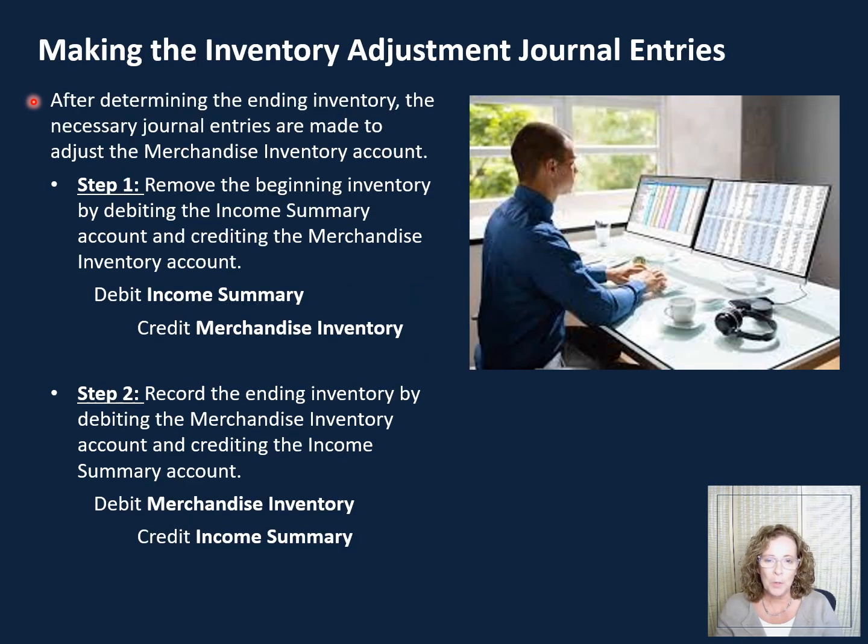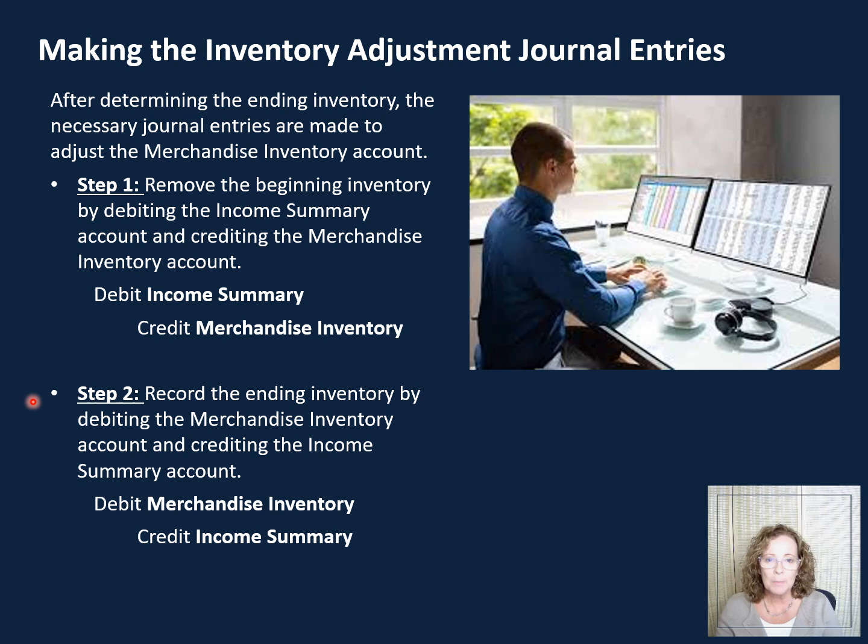Now comes the fun part, adjusting the books to reflect the new inventory balance. We do that in 2 steps. The first step is to remove the old inventory balance that's been on the books since the last inventory count. Think of it like clearing off the table before you start a new project. So we debit the income summary account and credit the merchandise inventory. After recording this entry, our merchandise inventory account should be 0.